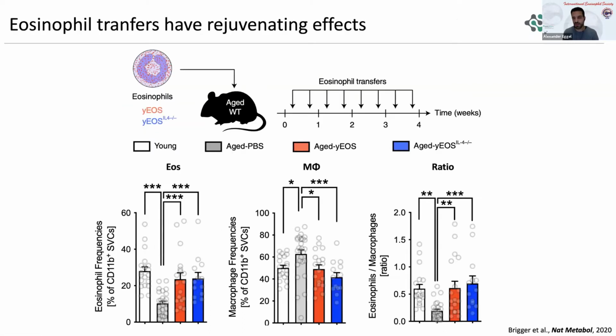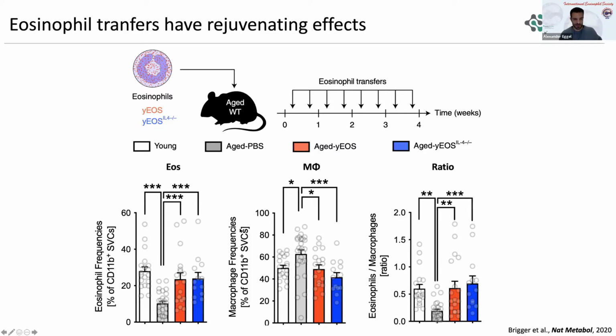Then we came up with the real experiment, where we decided to transfer eosinophils continuously over 1 month, 8 times, so biweekly, intraperitoneally into aged wild-type mice. As comparison, we had young mice and PBS-treated mice, and then we transferred 2 different sets of eosinophils. Those wild-type eosinophils in red come from an IL-5 transgenic background, though. This is something I have to mention. And then we also transferred IL-4 deficient eosinophils.